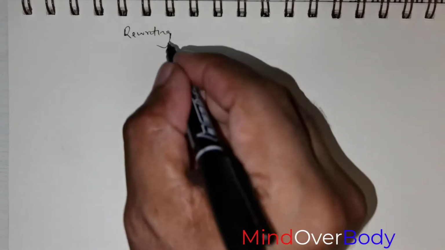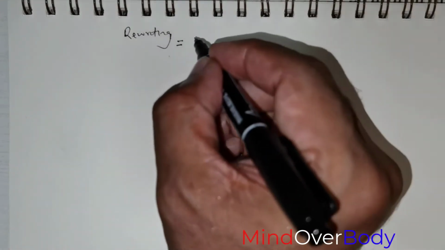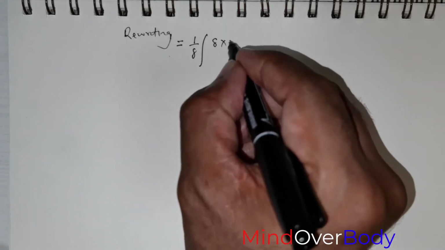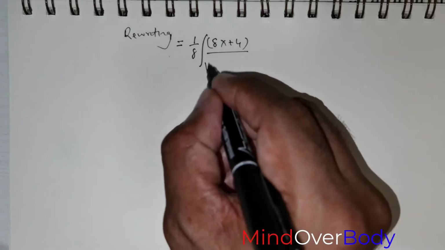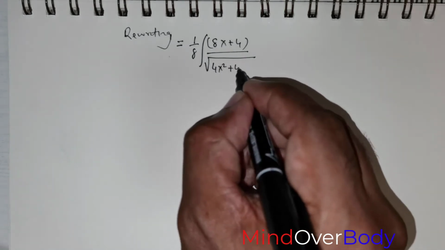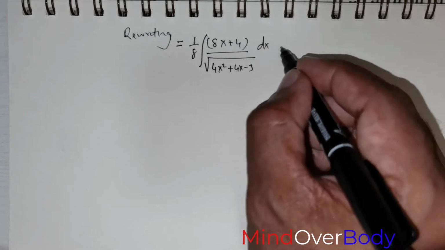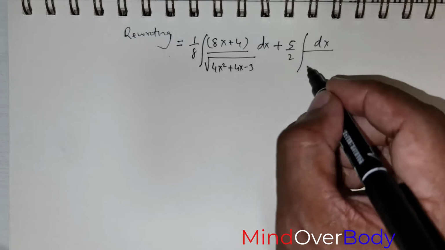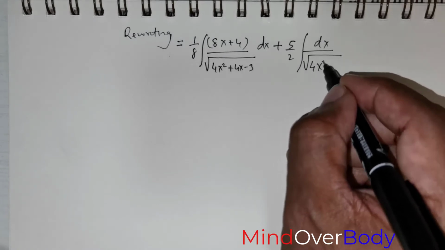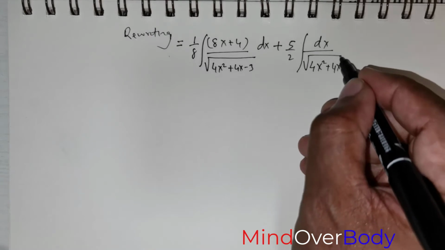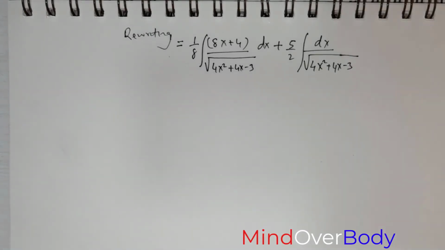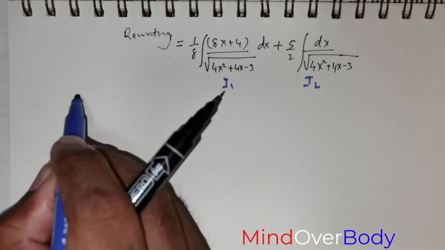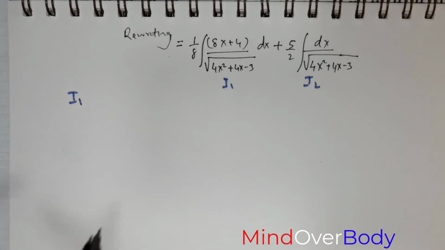So we will be rewriting the integral into two quantities. This is going to be 1 over 8 integral of 8x plus 4 over the square root of 4 times x squared plus 4x minus 3 with the dx there, plus 5 over 2 integral dx over root of 4 times x squared plus 4x minus 3. So I've got I1 and I2. I will start off by considering I1.